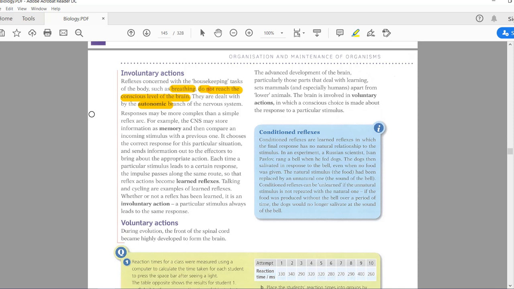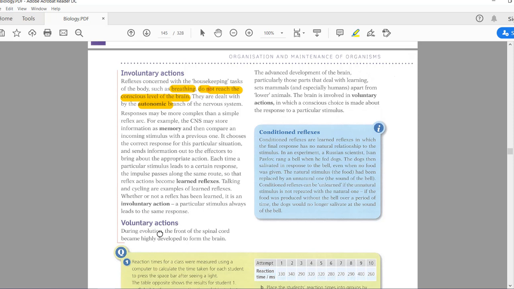Now, the main difference between them is what? In involuntary actions, the actions do not reach the conscious level of the brain. Here, it's conscious. It happens by an order that comes from the brain. Here, you cannot control it. Here, you can control it. One more thing, involuntary actions give the same response, but here not always.